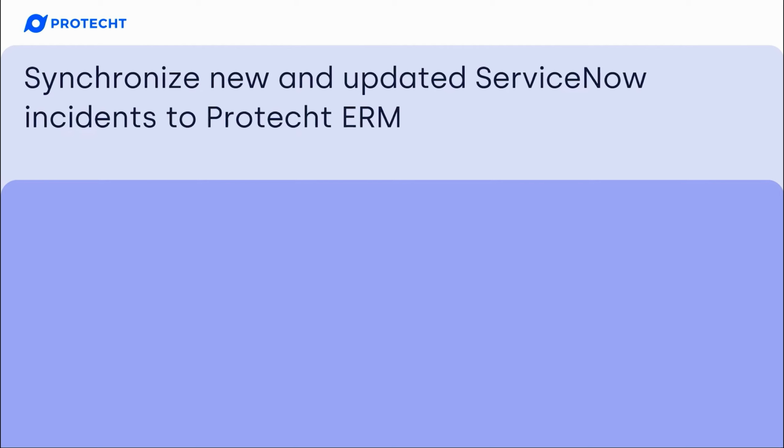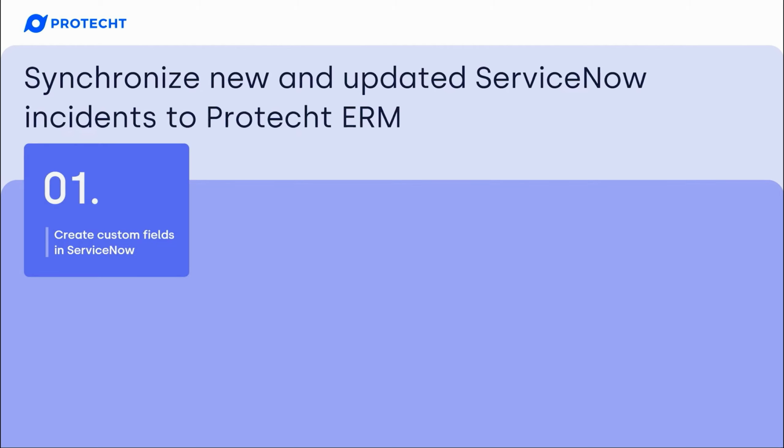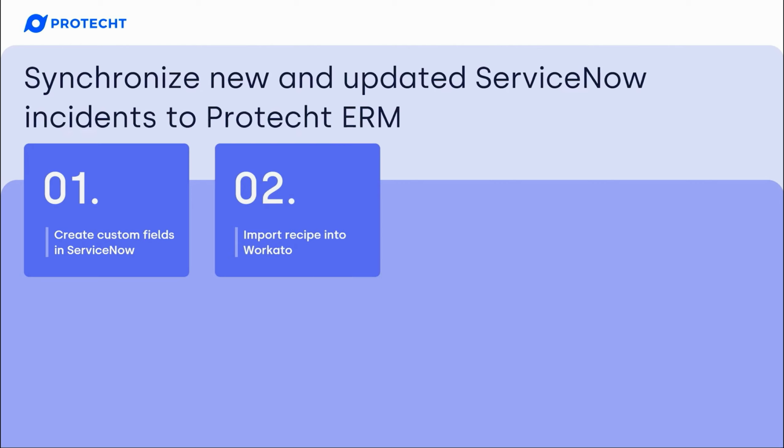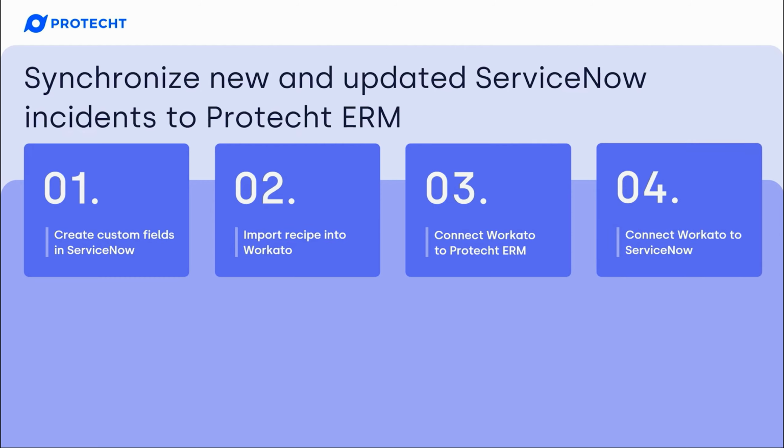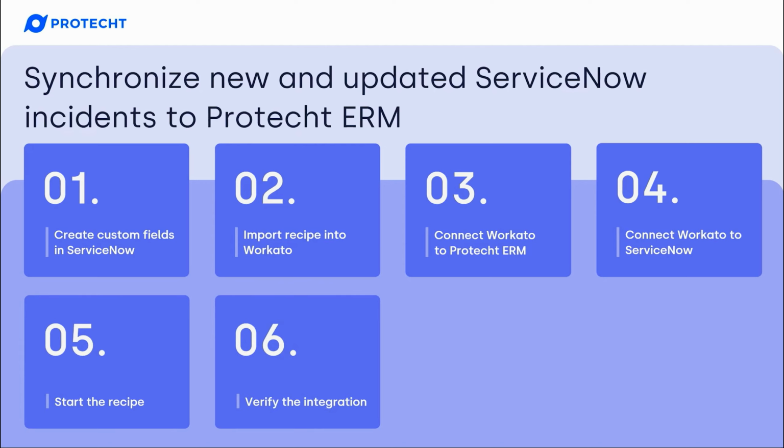So here's a quick breakdown of what this video will cover. We need to create some custom fields in ServiceNow, then import the recipe into Workato. We'll set up a connection from Workato to Protecht ERM and another connection to ServiceNow. We need to start the recipe and then we verify successful integration.